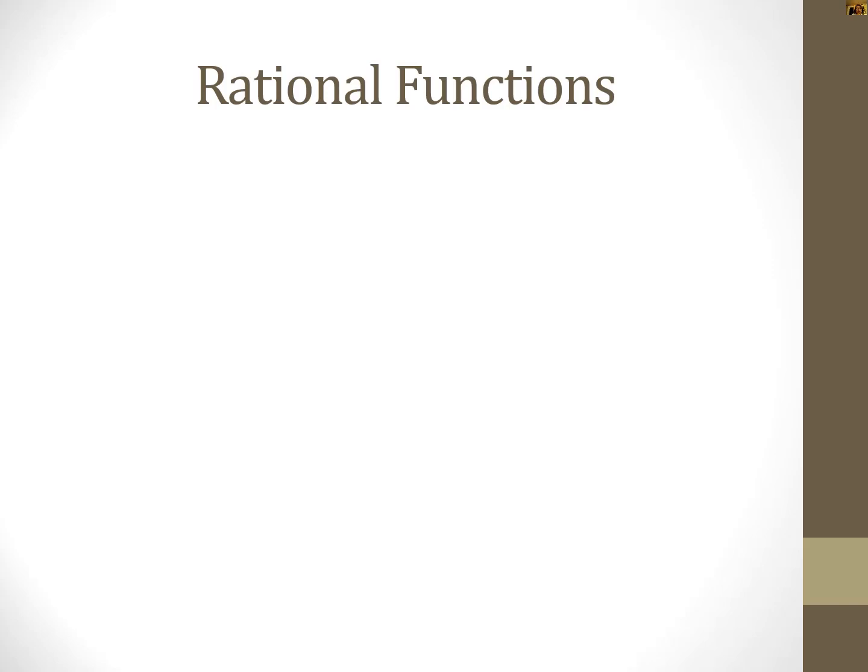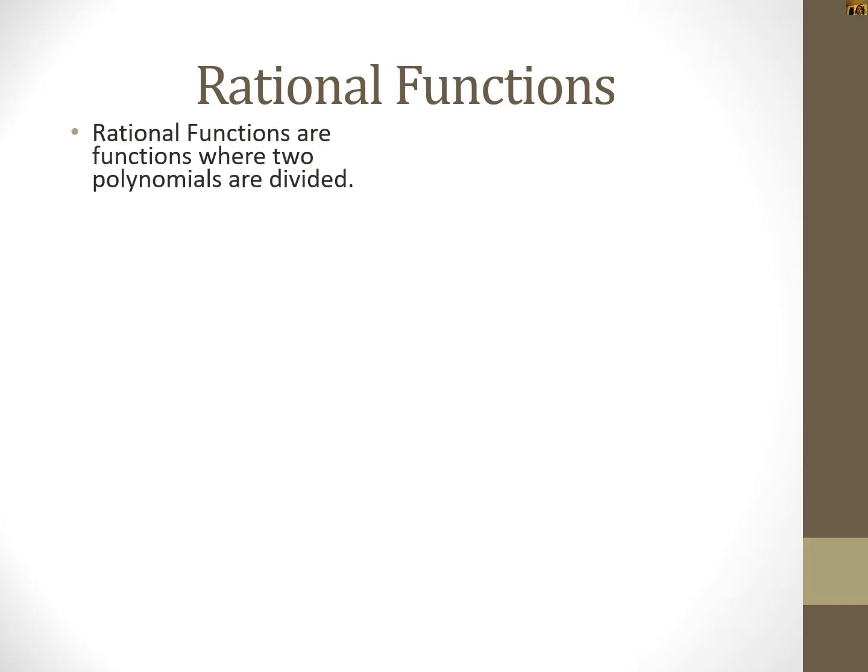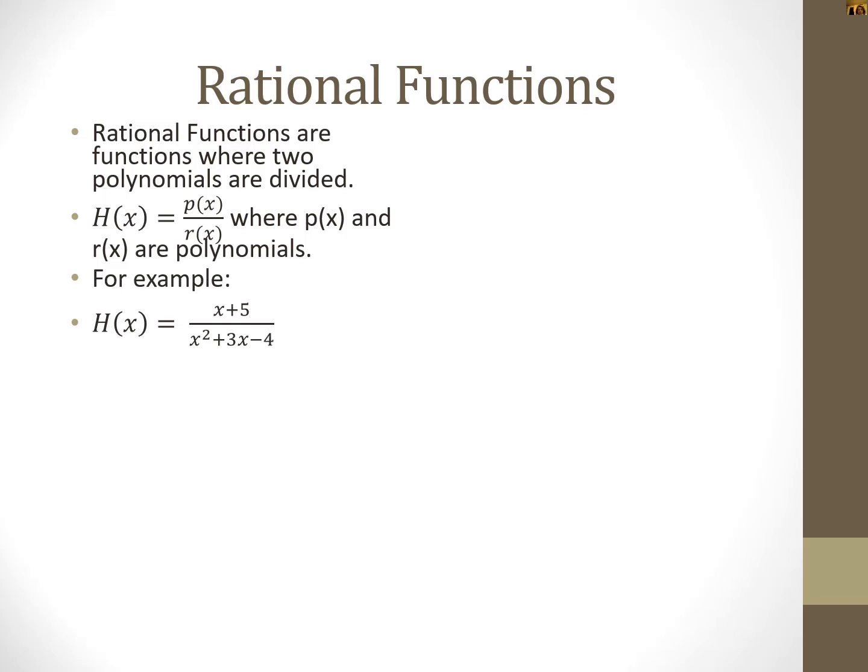Today we're going to take a look at the graphs of rational functions. First, let's remind ourselves what a rational function is. A rational function is when you have two polynomials that are divided. So it looks like a fancy fraction where the top and the bottom are both polynomials. An example of that would be this one.